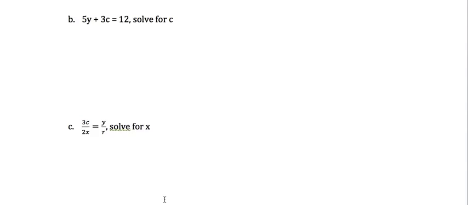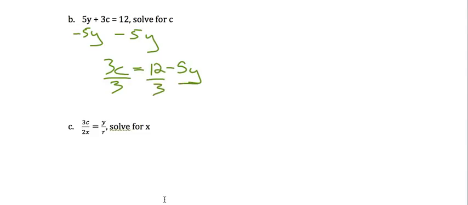All right, at this point, I'm assuming you've done that. So we want to subtract 5y from both sides. And then we get 3c equals 12 minus 5y. We want to divide everything by 3. And I get c equals 4 minus 5y over 3. Again, I typically try to avoid using decimals as much as possible because fractions are typically more exact. So, last problem.